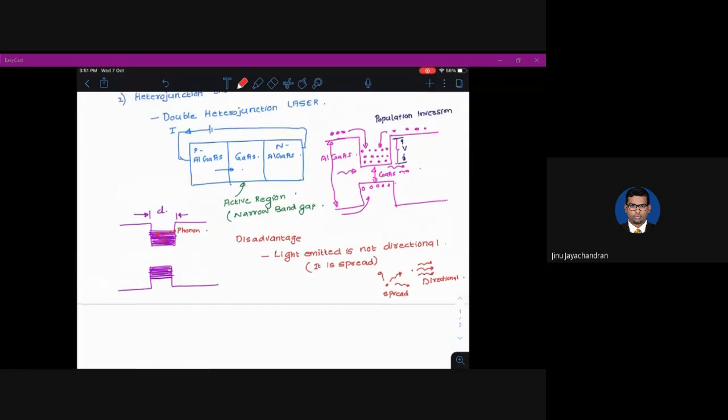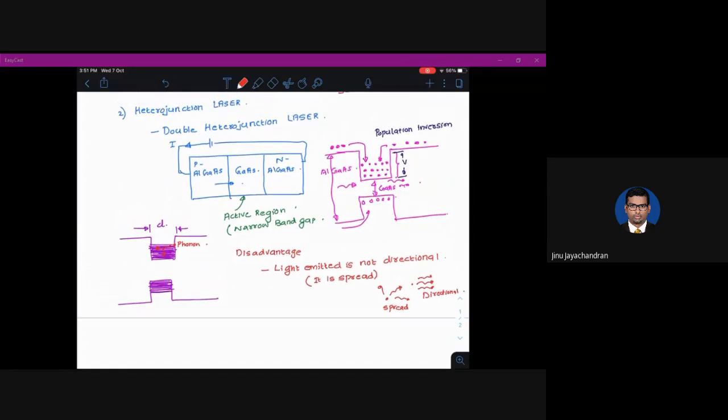Okay, and I think I forgot to mention one more thing. In the double heterojunction, the active region will have a high refractive index. Actually, refractive index is related to your band gap. So higher the band gap, lower the refractive index, and vice versa. And this region, which is the cladding region, will have a low refractive index.